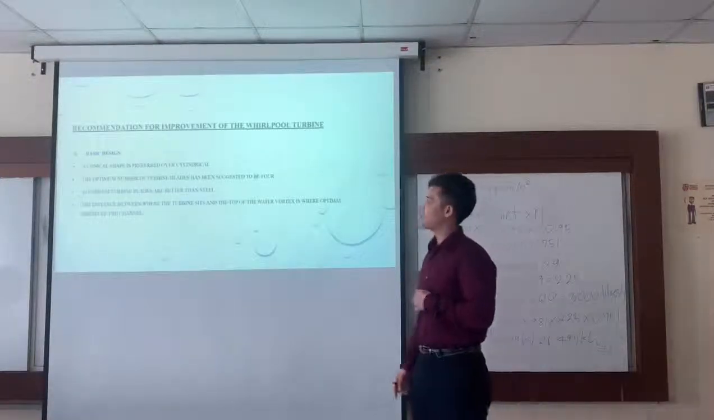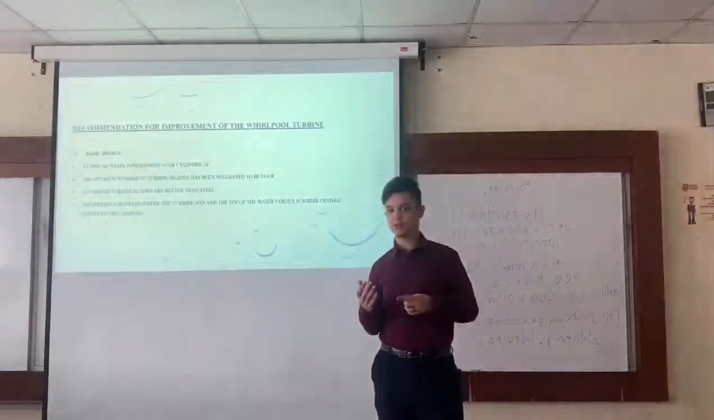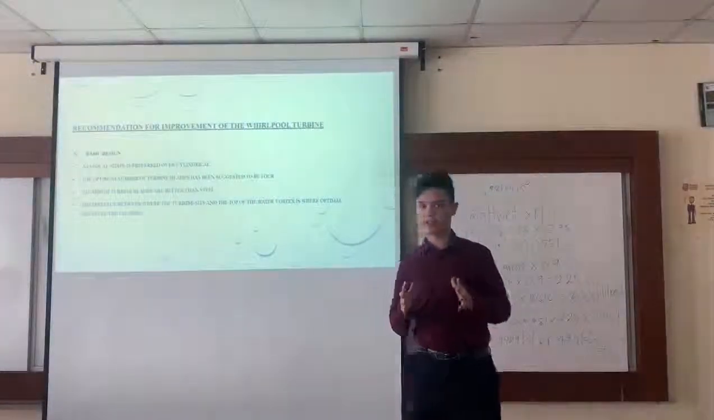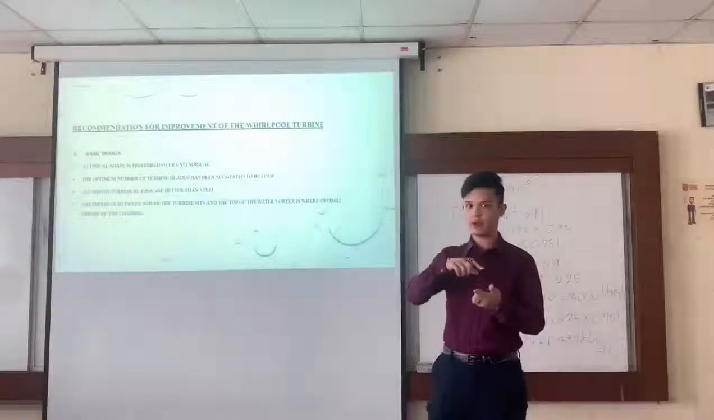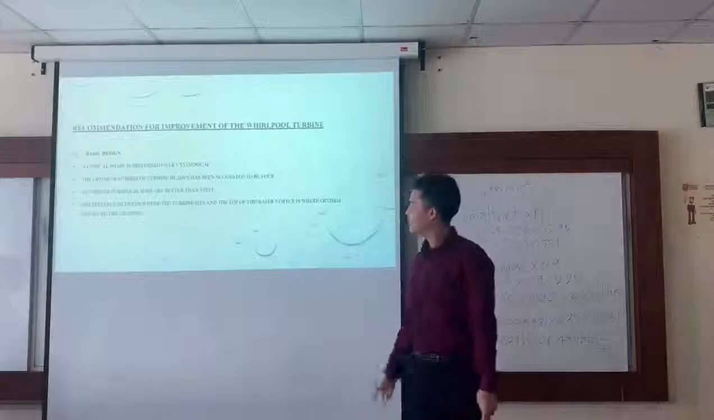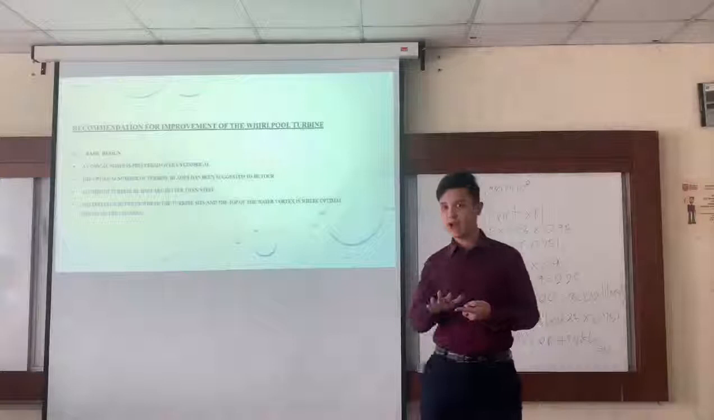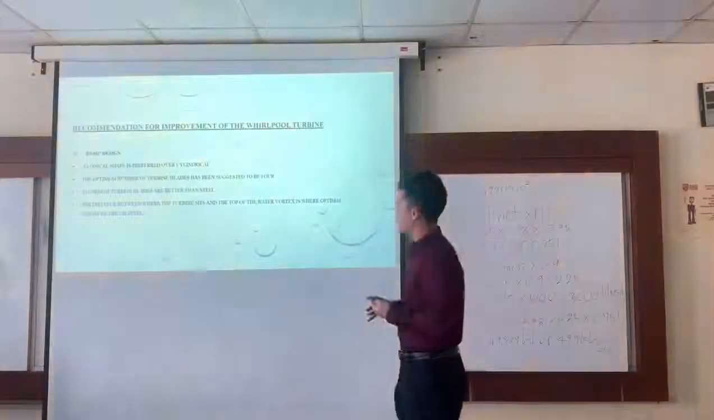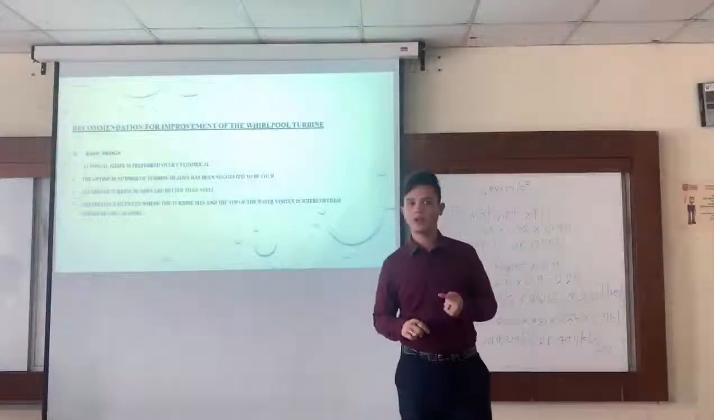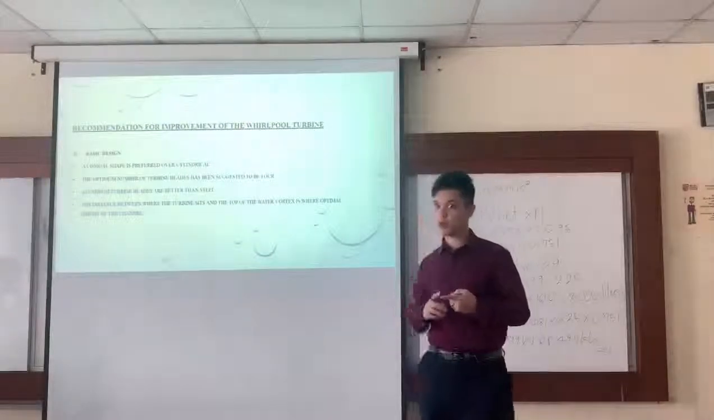And the last recommendation that I have found is about the basic design, like my partner Kishore mentioned just now. First of all, the shape of the turbine should be conical. The second one, the optimum number of blades should be 4 or 5, not more than 5. And the third one, aluminum turbine blades are better than steel, because steel can rust when it touches the water.